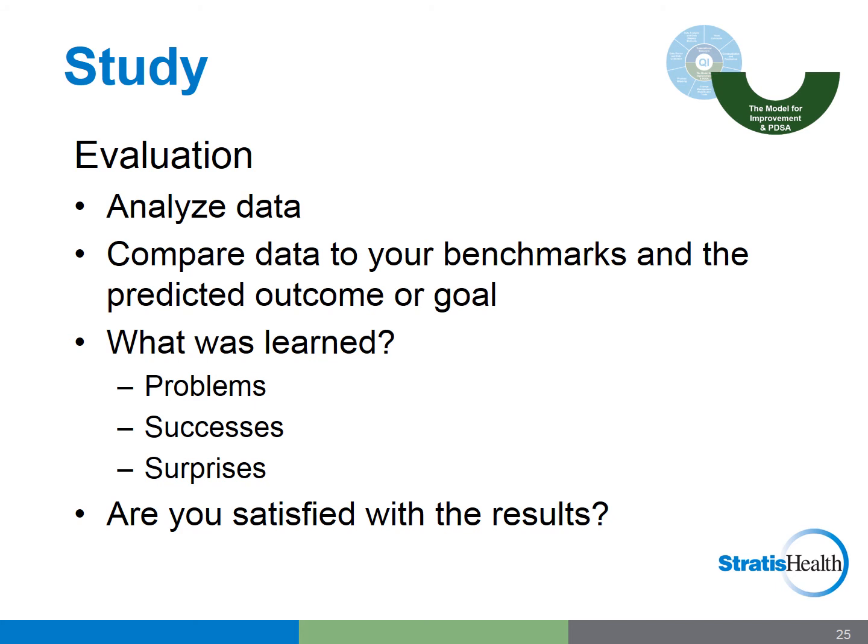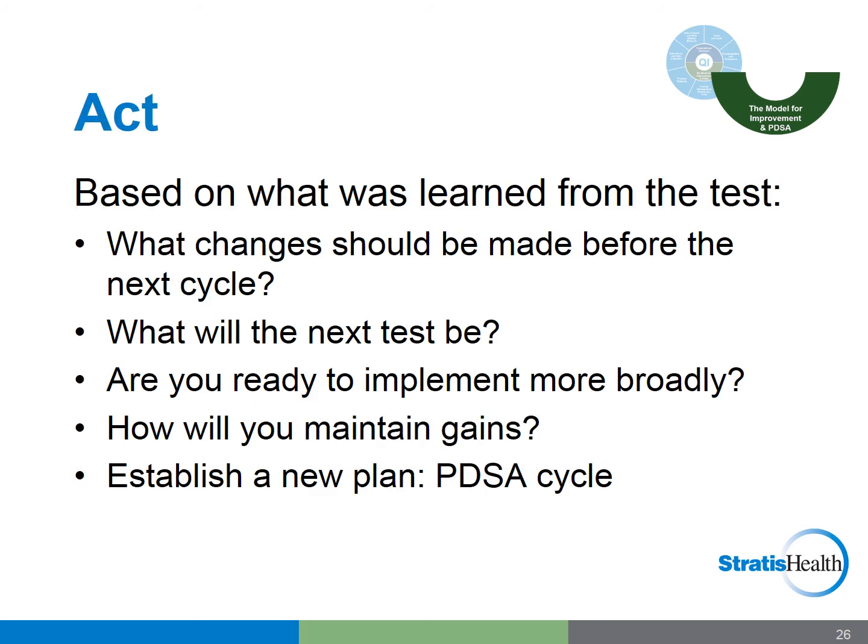In the study step, you are assimilating, analyzing, and making sense of the test you just conducted in preparation for the next step, act. The last step in the PDSA rapid improvement cycle is act. Based on what was learned from the test, what changes should be made before the next cycle? What will the next test be? Will you implement or change your approach? Are you ready to implement more broadly, especially if you had notable success and don't see need for additional testing cycles? How will you maintain gains if you did indeed achieve your goals?